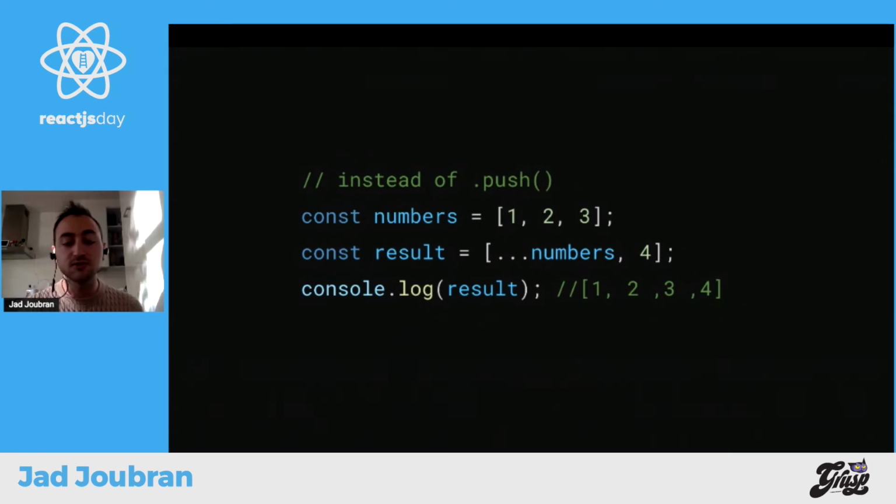Instead of .push, you will have to create a new copy of that array. So you use the spread syntax. So you spread the numbers into a completely new array, and you add the number next to it, for example, 4 or 10. And now the variable numbers and result are completely different. And this will let React know that, oh, the state has changed and I need to re-render.